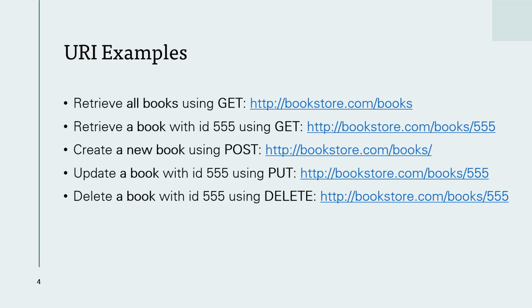The first example will retrieve all books from a database using the HTTP GET method. The second example will retrieve a book by its ID, also using the HTTP GET method. The third example will create a new book using the HTTP POST method. The fourth example will update a book by its ID using the HTTP PUT method. And the last example deletes a book by its ID using the HTTP DELETE method.